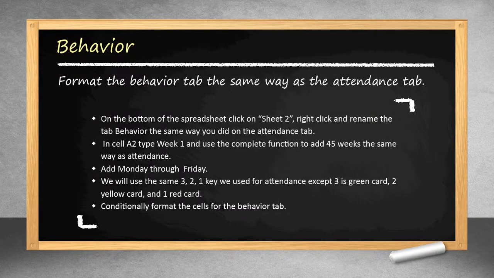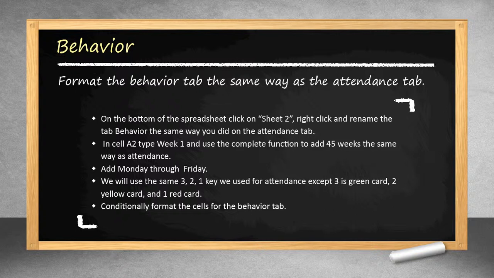On the bottom of the spreadsheet, click on Sheet 2. Right-click and rename the tab Behavior the same way you did on the Attendance tab. In cell A2, type Week 1 and use the Complete function to add 42 weeks the same way you did in the Attendance tab. Add Monday through Friday across the top.